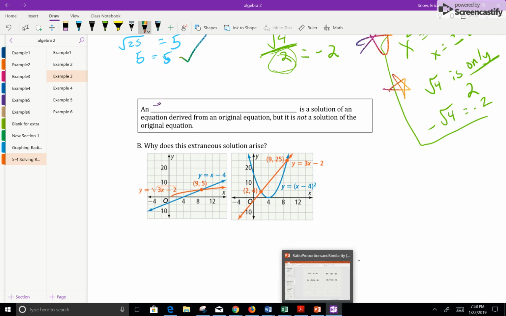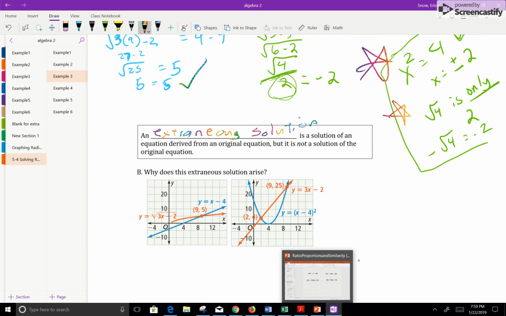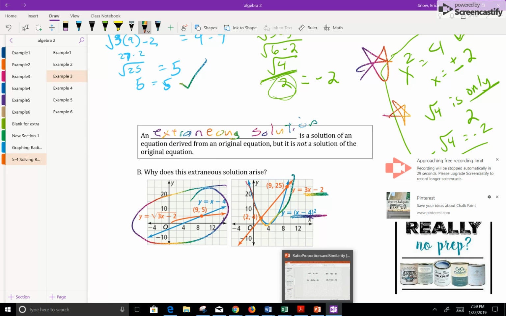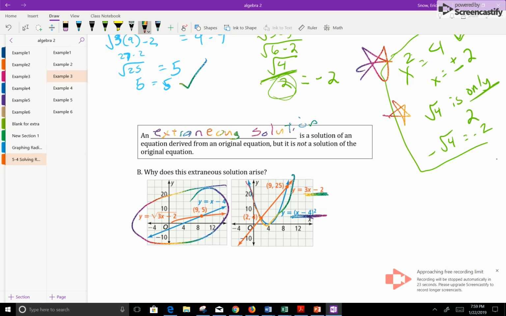The word that goes here is an extraneous solution. So an extra solution that's derived from the original equation, but is not a solution to the original equation. So like here is where we have, this is our original equation. Well, when we square both sides, we end up with this and this, right? So this blue one represents that left side or right side squared, and the red one is our left side squared. And so then that's why we have extra solutions.